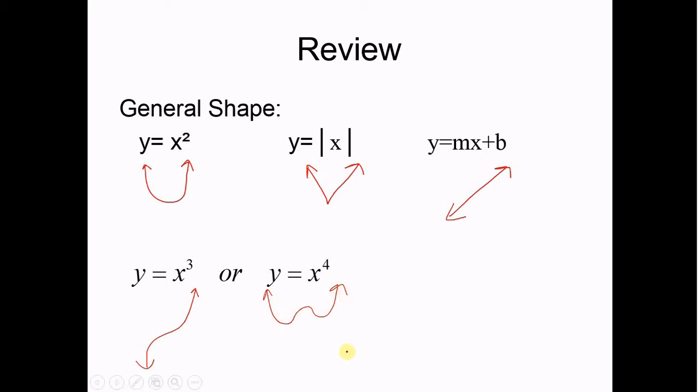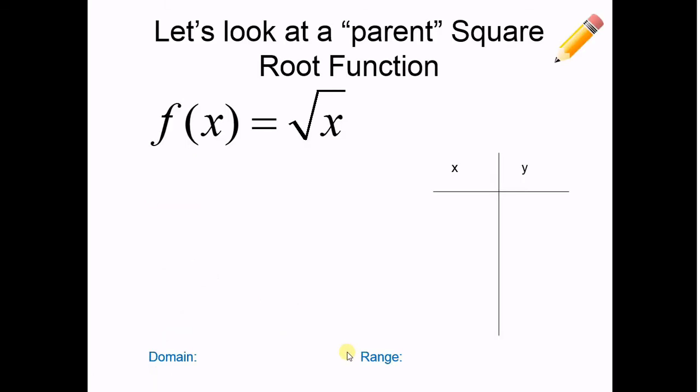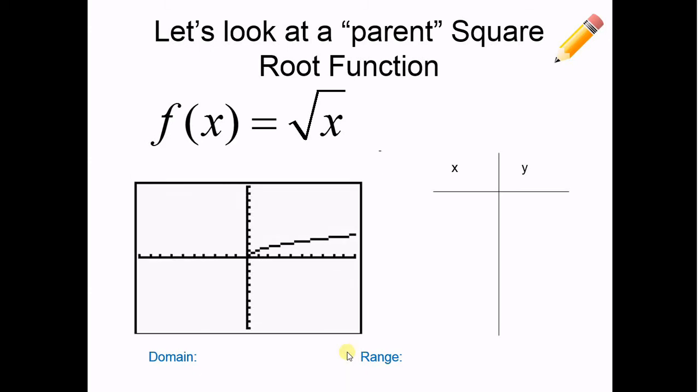Alright, so now today we get to add a brand new function. Yay! Today is the square root functions. So a square root function is going to look something like that. So it's always going to have just one area. It's going to start at 0, 0, and it's going to shoot off into the corner.